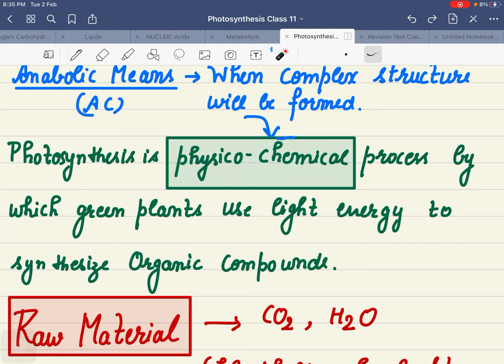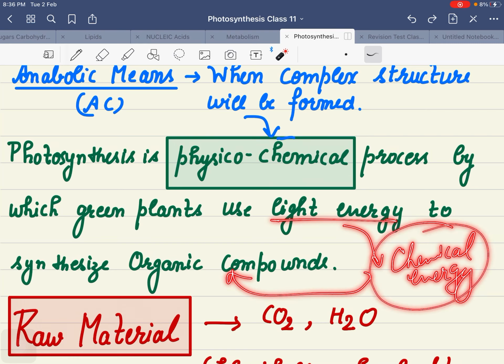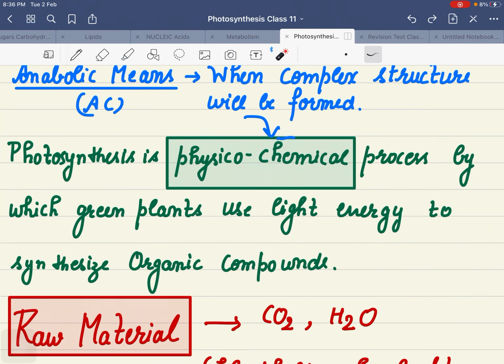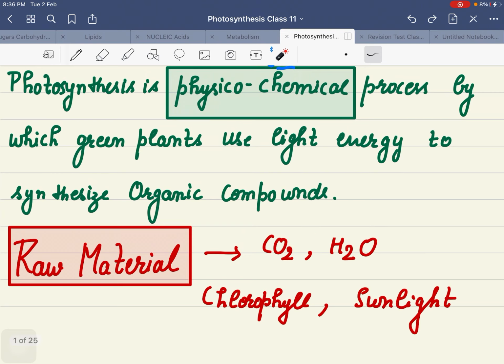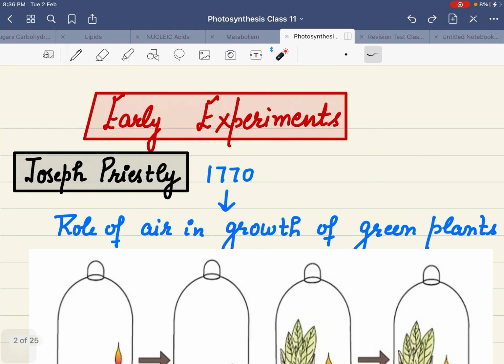Why do they need light energy? Because they convert it into chemical energy, for making organic compounds. Which organic compound is formed here? Glucose, C6H12O6. Many times I told you that the raw materials in photosynthesis are carbon dioxide and water. And the chlorophyll and sunlight help these two raw materials to form food in the plants.